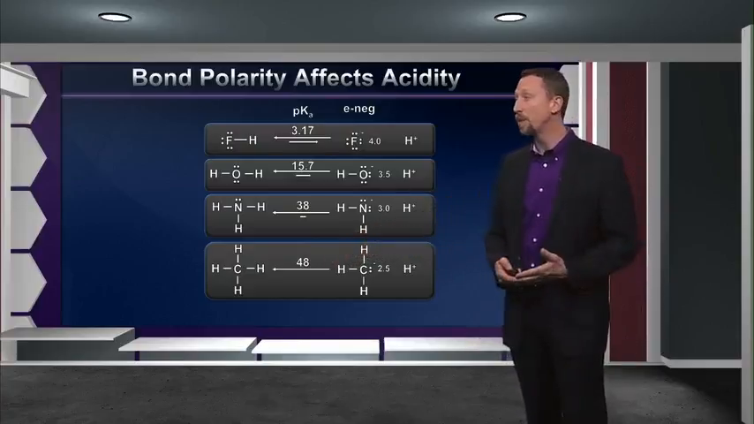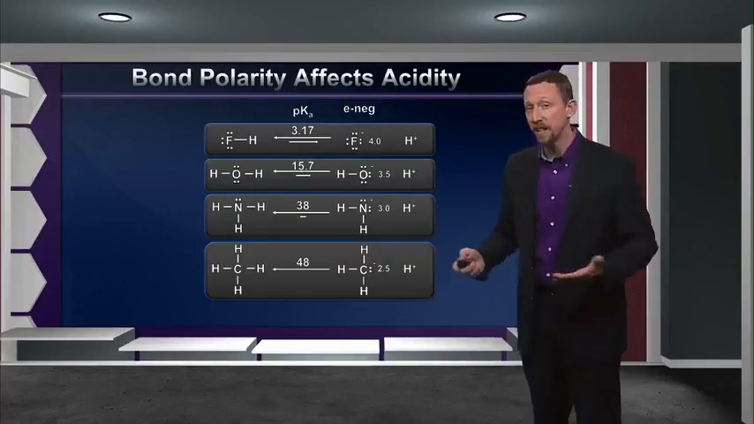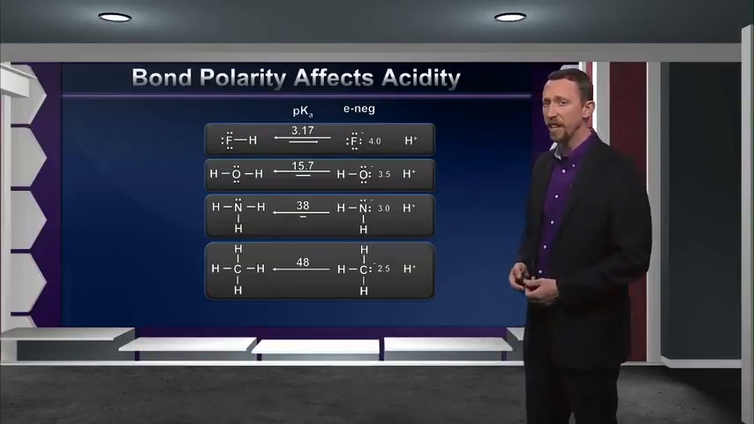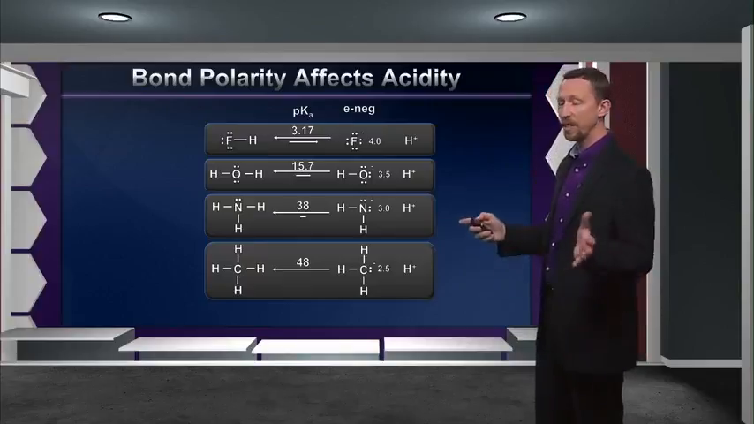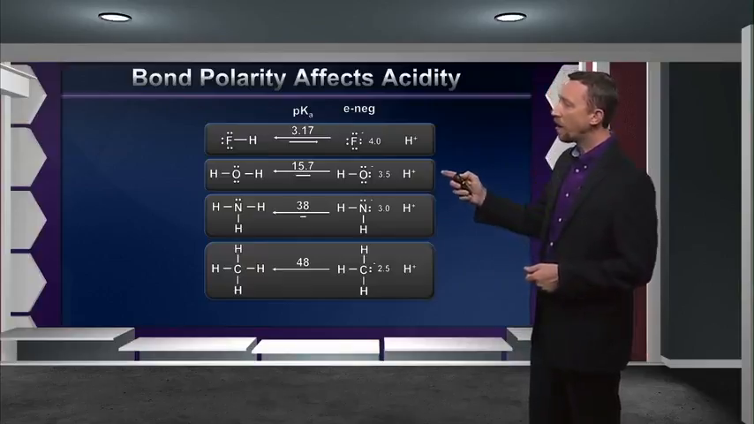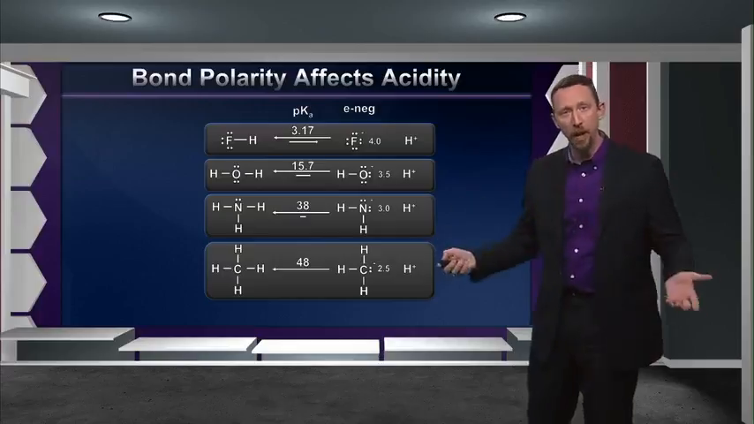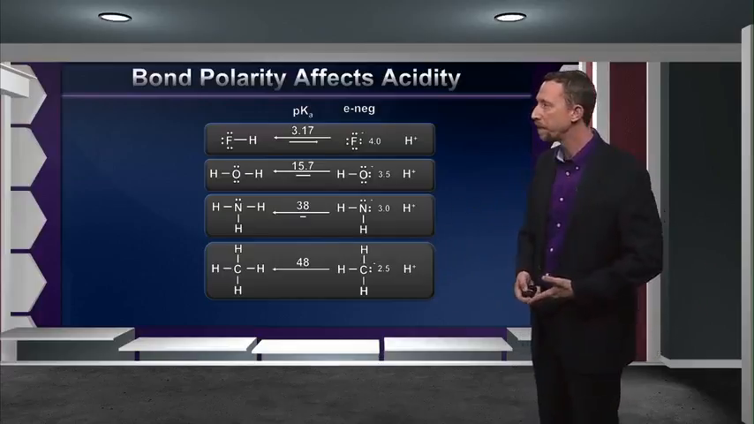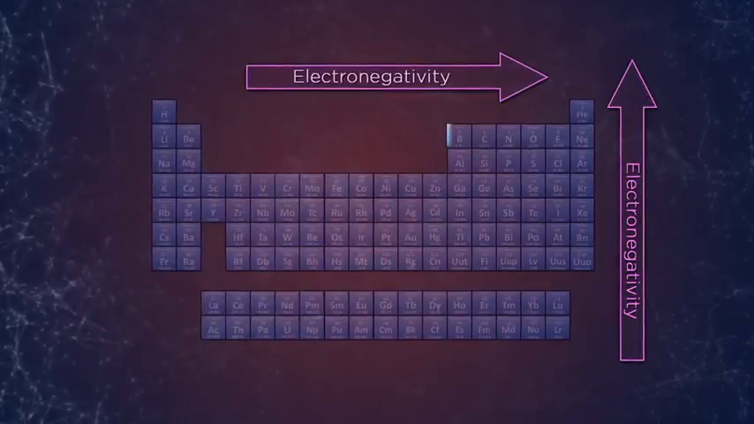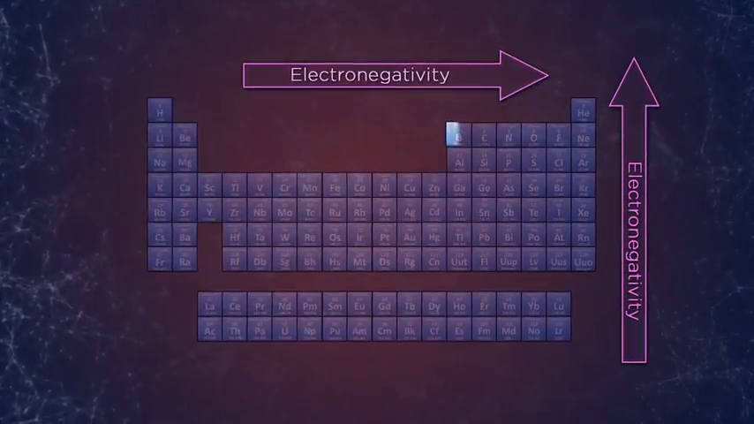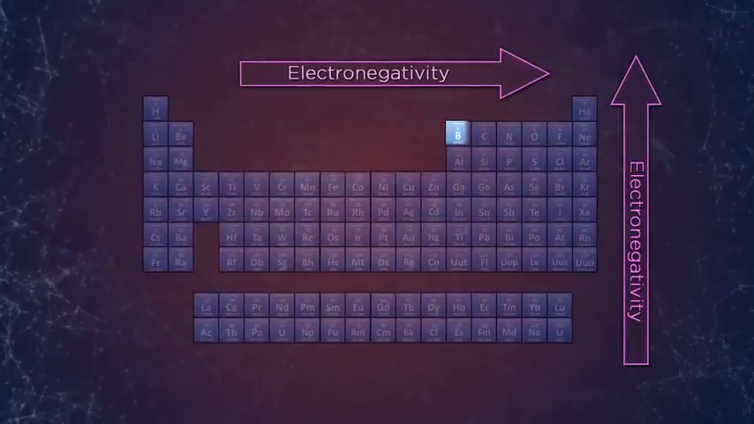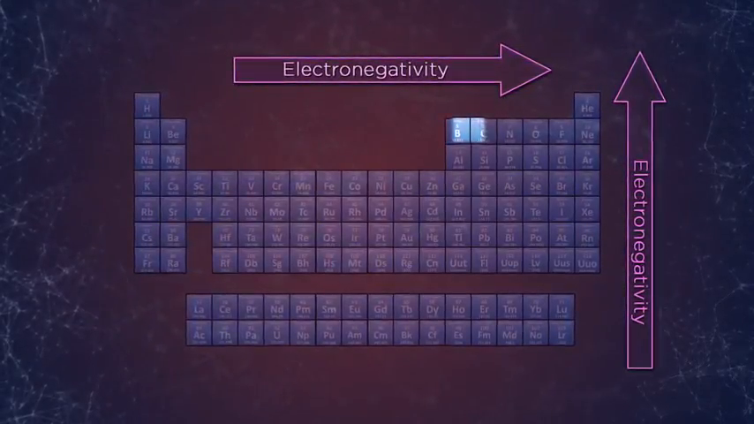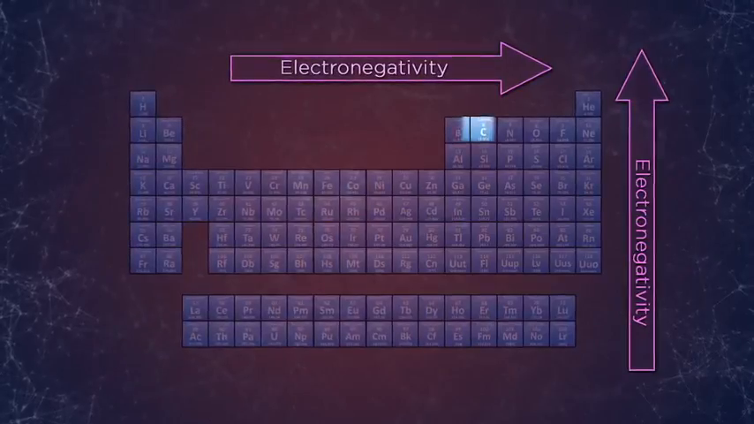Now, from a practical perspective, that really means that methane is not acidic at all, that ammonia is only very, very slightly acidic, if acidic at all, by a standard definition. And water, of course, and hydrofluoric acid, we know actually, can release their protons enough to really be important in chemistry. So as we work our way left to right across any given row of the periodic table, we can observe this trend of increasing acidity in binary acids as bond polarity increases.